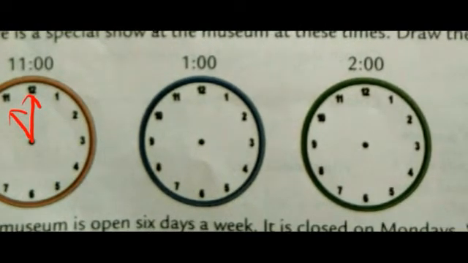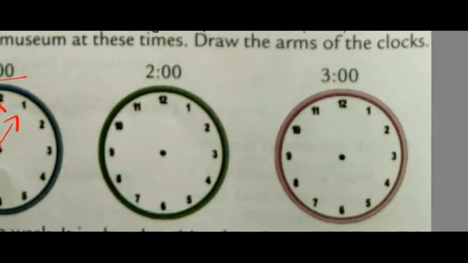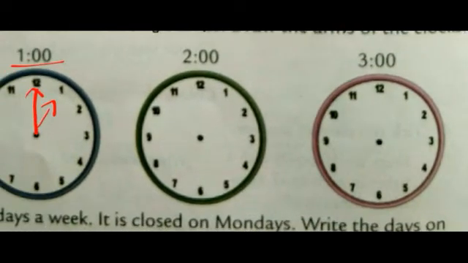Time is 1 o'clock. So we need to show the time 1. So again the minute hand will be at 12 and the hour hand, that is the short hand, will be at 1, like this. See the next clock. Here we need to show the time 2. So again the minute hand will be at 12 and the short hand will be at 2.